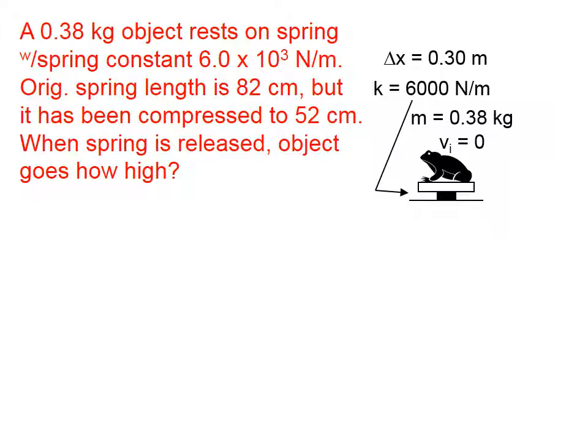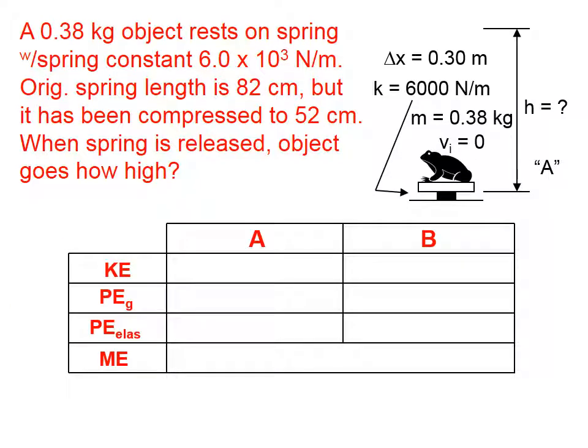Now, we're not interested in the initial length of the spring or the compressed length. We're interested in the change in length, which you can see is 30 centimeters or 0.3 meters. And since our spring constant is in newtons per meter, our change in length of the spring should also be in meters. When the spring is released, the object goes how high? In other words, when we release the spring, this object is going to go up. How high does it go?